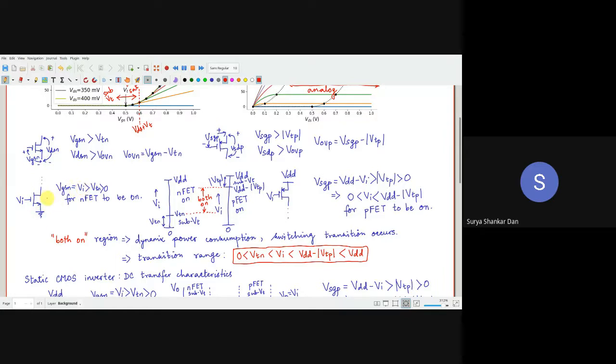Now, if this NFET has to be switched on, then this VGSN has to be greater than VTN. So VI should be greater than VTN. VTN has to be greater than 0. VT is positive for NFET, right? So this is the condition for the NFET to be on.